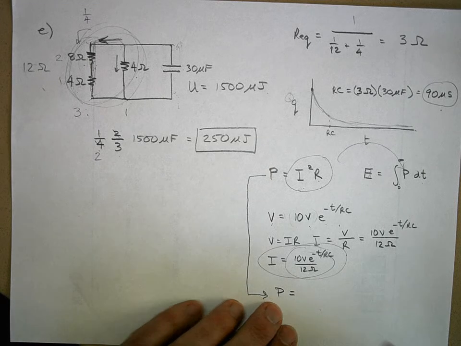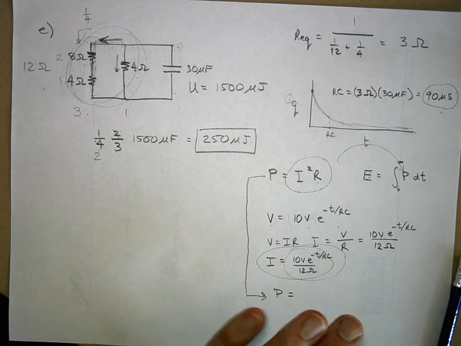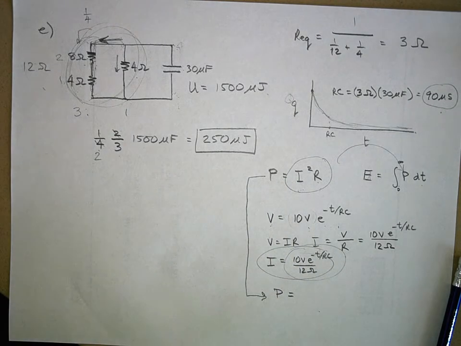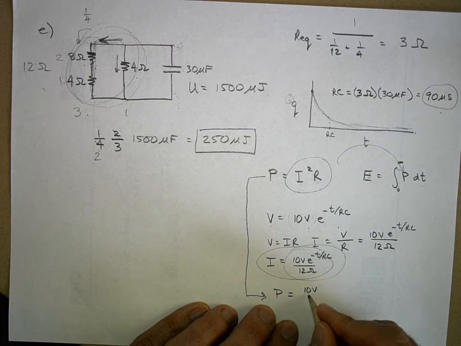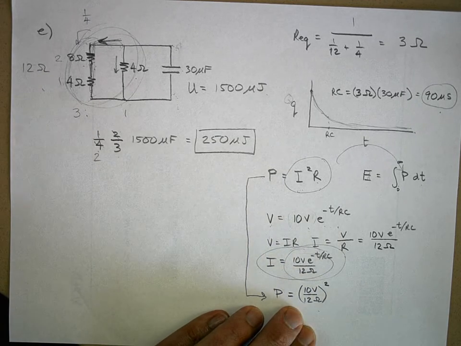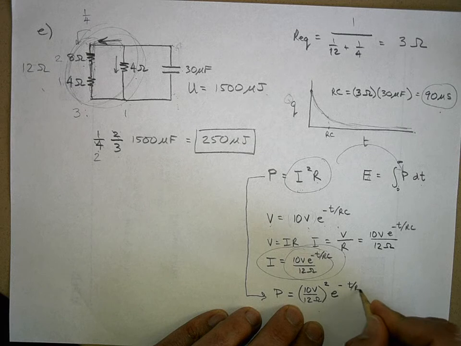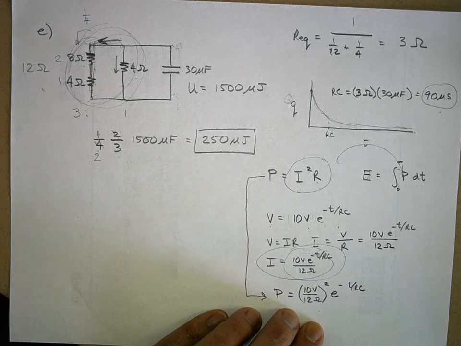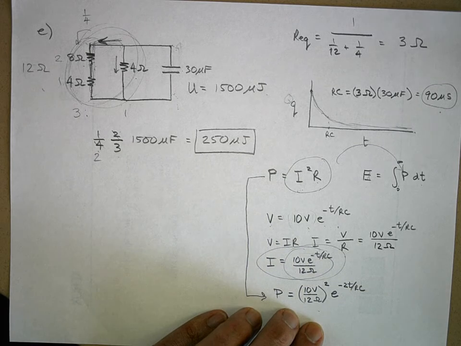So it's going to be, now by the way, let's go ahead and simplify it. It's going to be 10 volts over 12 ohms, and we're going to square that, because it's I squared times e to the negative t over RC, but I'm squaring the current. So what happens when you square this exponential function? You get a 2 right there, right? Correct?